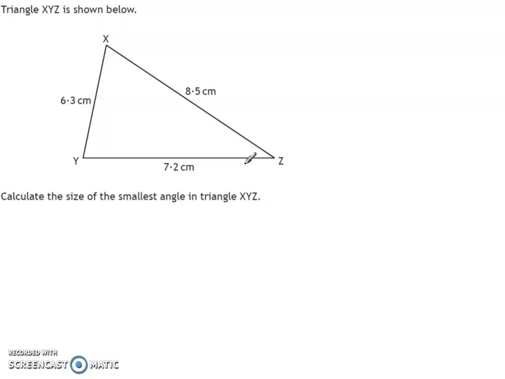Now this question here gives us a triangle XYZ, with all the sides shown. And we want to calculate the size of the smallest angle in this triangle. Now a question like this, where you're given all of the sides but no angles, and it wants you to get an angle, you should instantly think of the cosine rule for an angle. That's what we instantly want to start thinking about.